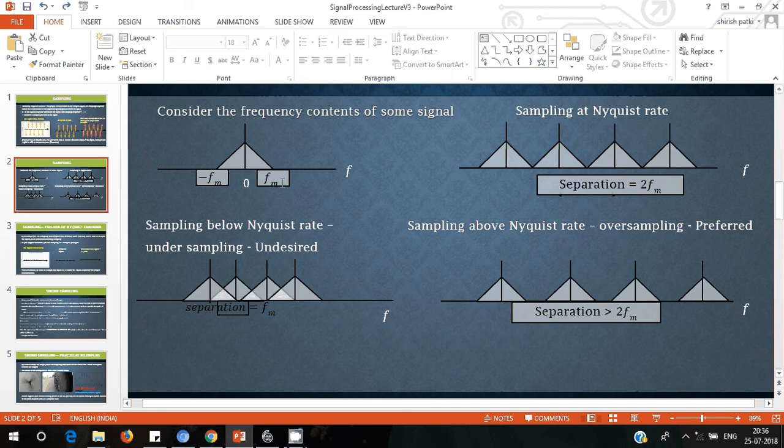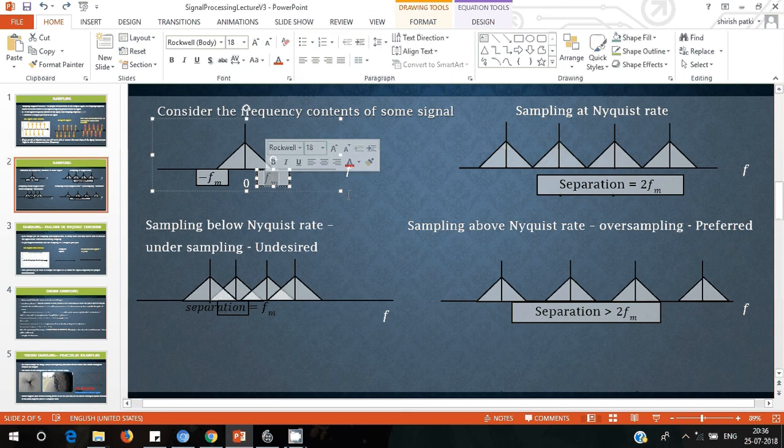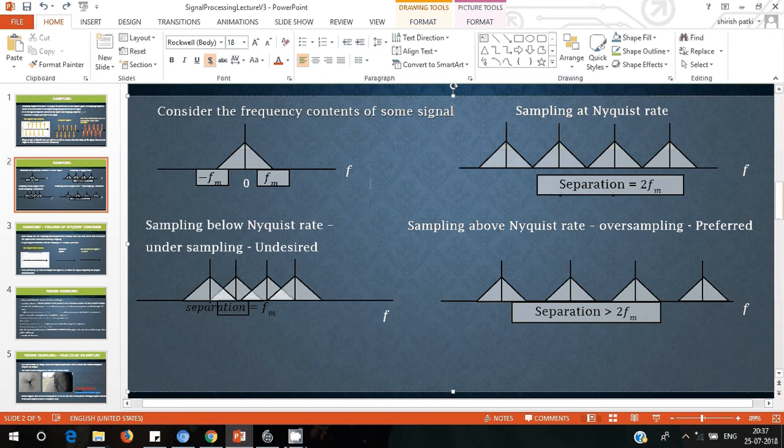Bandwidth is always one-sided. Now, when you sample the signal in time domain, it is simply the multiplication with impulses in time domain or is simply the convolution with impulses in frequency domain. Means this signal is convolved with impulses in frequency domain. Or if you do not understand much about the convolution and multiplication, simply consider whenever you are sampling a signal in time domain, it repeats in frequency domain. The spectrum repeats in a frequency domain. Okay, this is a repetition of the spectrum.